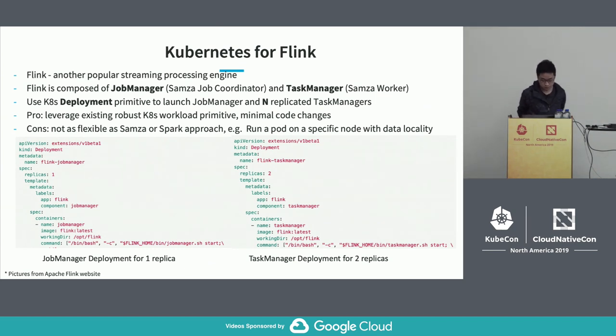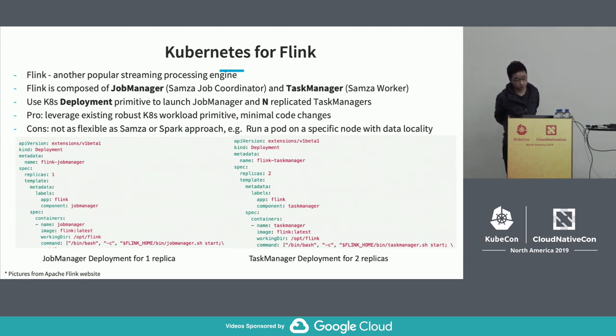In Flink, it actually uses the Kubernetes deployment primitive to launch its own job managers and task managers. So it's not embedded in the Flink framework up to this time. The pros of this approach are that it leverages the existing robust Kubernetes workload primitives, and this requires minimal code changes. But the disadvantage is that it's not as flexible as the Samza and Spark approach.